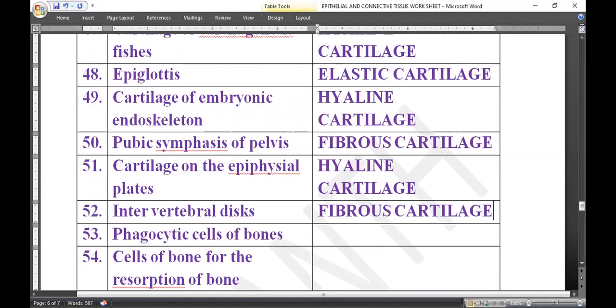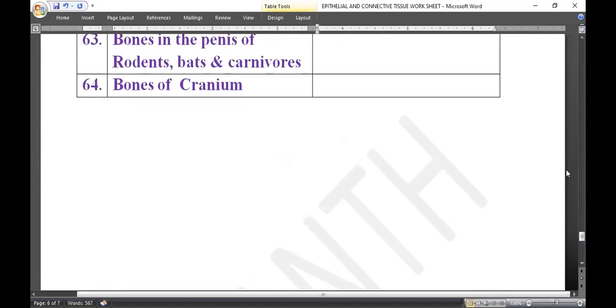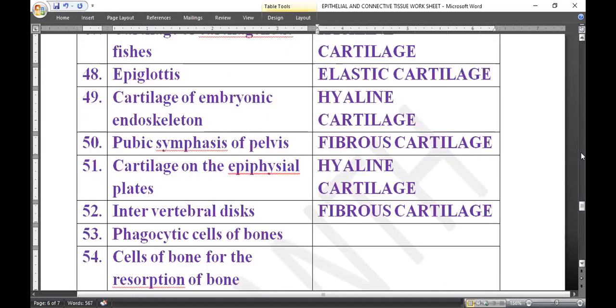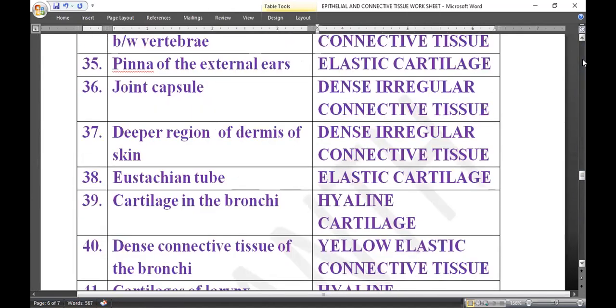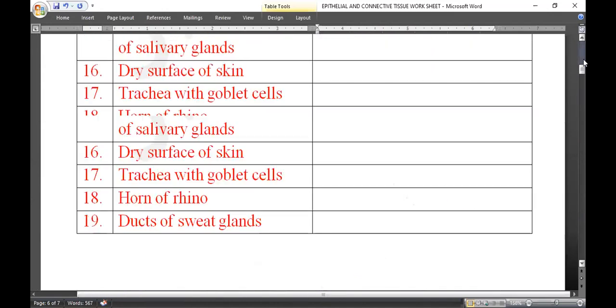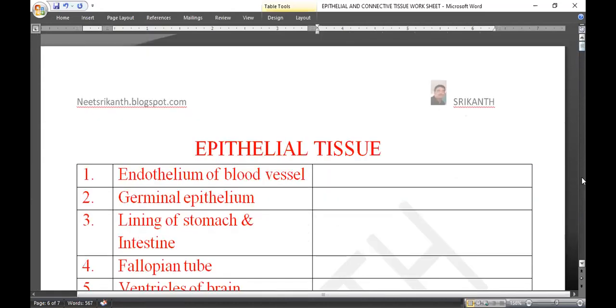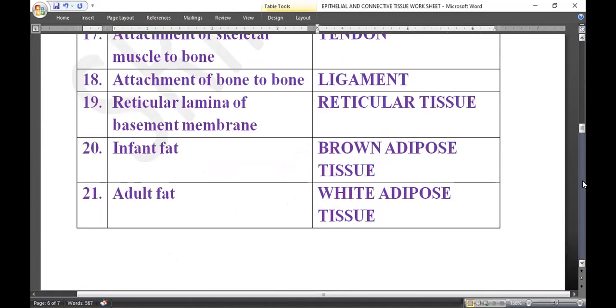That is till 52. When we complete the bone, we'll be able to fill the total worksheet, but we have completed till 52. I request all of you to read and fill this worksheet and practice it continuously from the beginning. If you are able to fill the worksheet of epithelial tissue and connective tissue, that means 90% of the chapter is over.